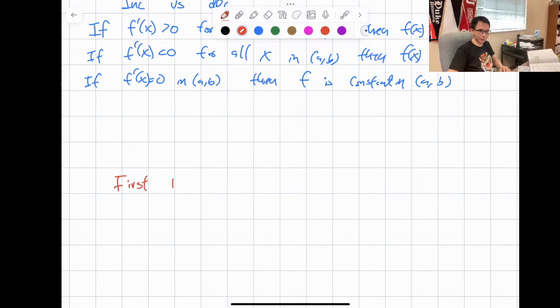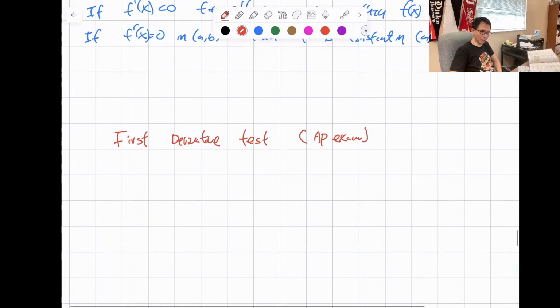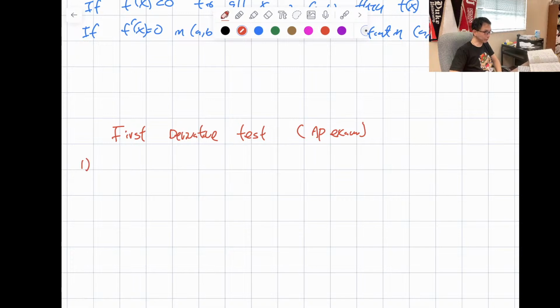So the first derivative test. And remember, the AP exam loves this, because especially the AP exam is gonna ask you an FRQ to find out where the maximum is, and they say, can you justify this is a maximum? Then you're gonna write down a statement from the first derivative test. You don't even have to do math. You just have to write down what they want you to write. So the first one is gonna be this.